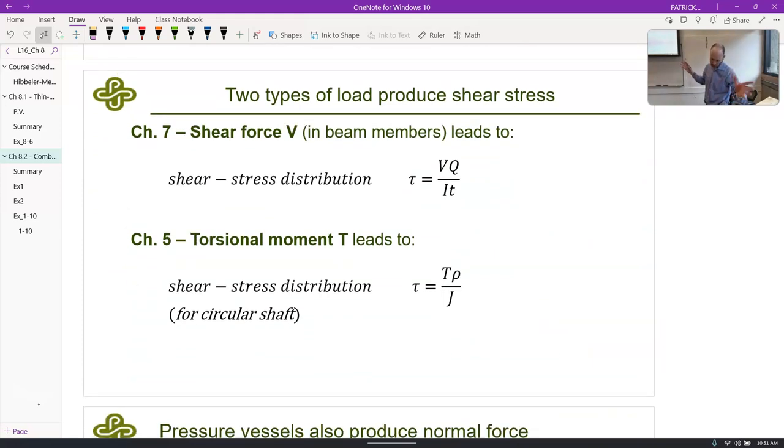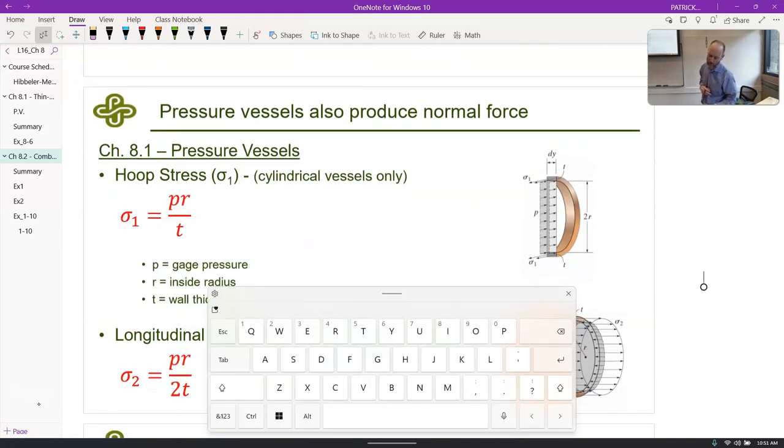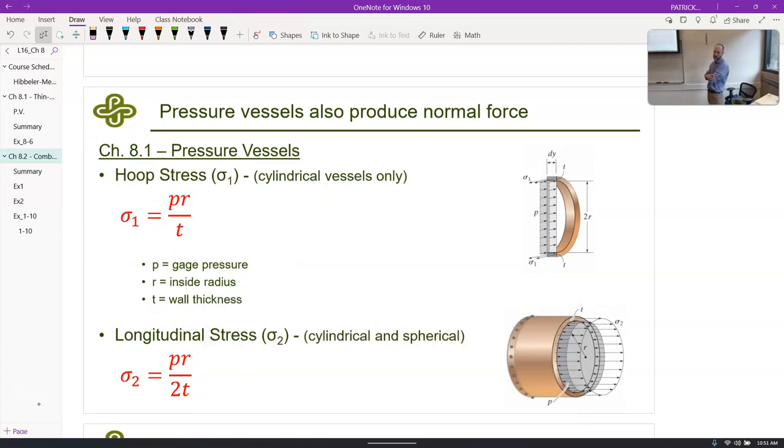Okay, so we've got two types of shear forces, but generally speaking, in most common scenarios, we just have one. And then what we just looked at in chapter 8.1, pressure vessels. Pressure vessels, those are normal forces. When we look at our cross-section right here, we've got our sigma 1 being in that hoop direction, and sigma 2 being in the longitudinal direction. In a hypothetical sense, if we had a pressure vessel that was also a beam and had some bending forces, which face would the bending forces occur on?